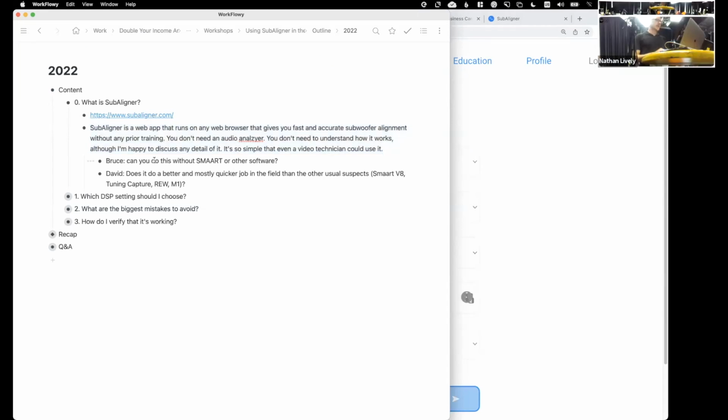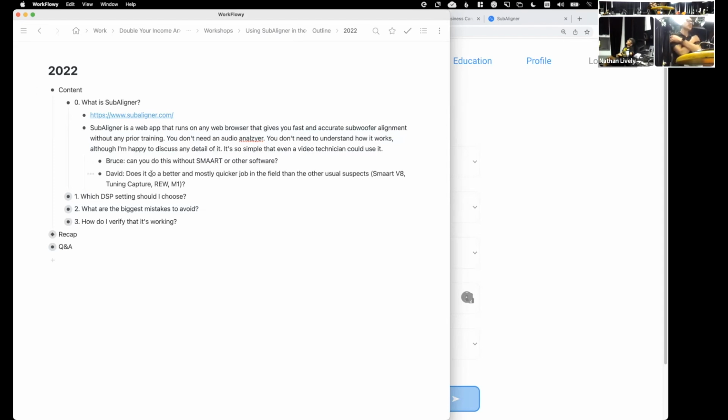So Bruce asked, can you do this without Smart or other software? Yes. So SubAligner is completely independent. All you need is a way to take distance measurements. So that would be a laser distance measure, a tape measure, echolocation, whatever.